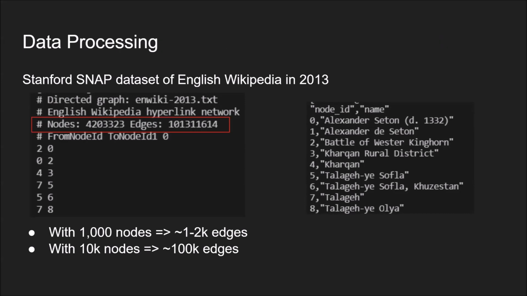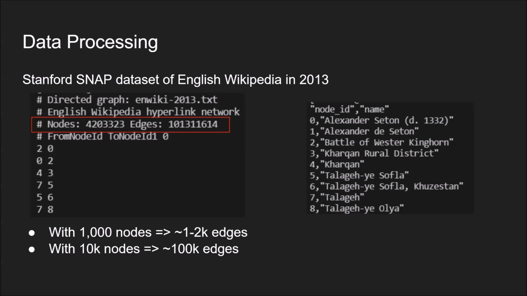So like he said, we used the Stanford SNAP dataset of English Wikipedia in 2013. And this dataset, as you can see here, came as a list of edges with node IDs. And initially, there were over 4 million nodes and 100 million edges, which was way too much for us to process.